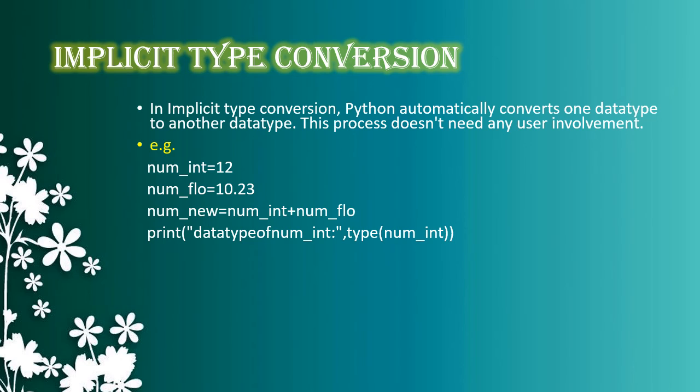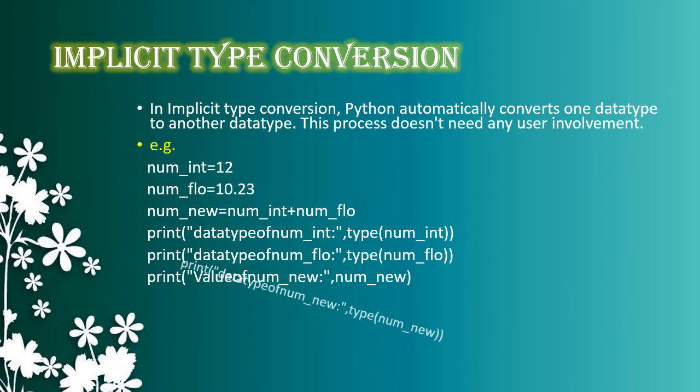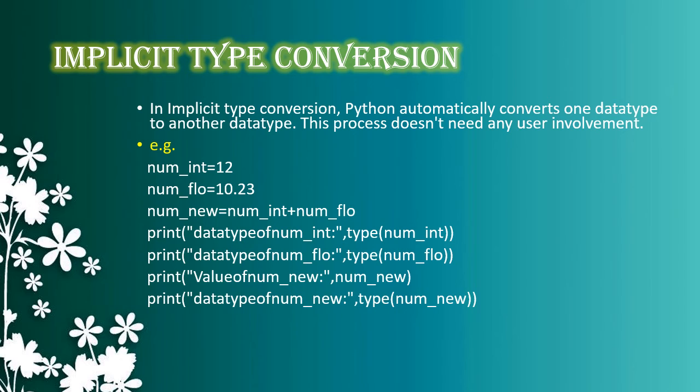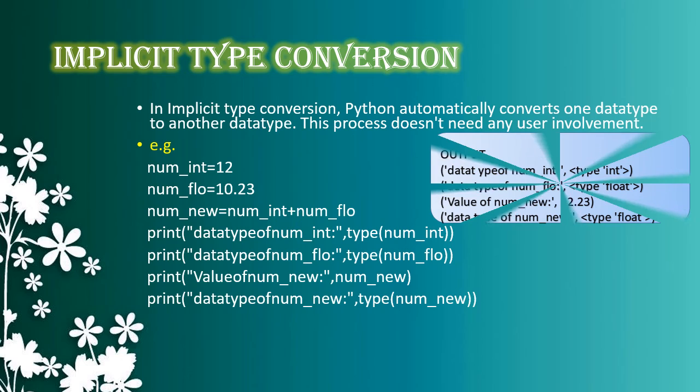So how can we check the type of a particular variable? We can use the function type. I'm checking the type of num_int, the first variable, num_float, the second variable, as well as the result variable num_new, and its value is also checked. So the first one is integer, the value 12 is an integer, and 10.23 is a float, and the new value we are getting, 12 plus 10.23, is 22.23, and its type is float because it was implicitly converted with the higher priority.